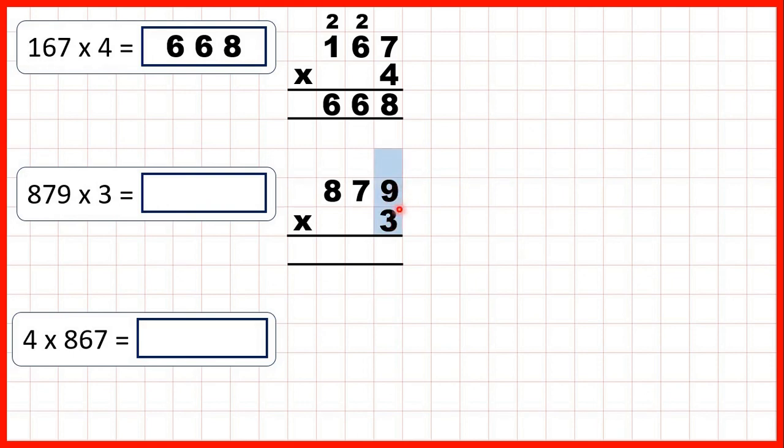ones. 9 times 3 is 27, so that's 2, 7, with the first digit above the next place value column along. Now 7 times 3 is 21, but we need to remember to add the 2 that's on top, to add the 2 tens that we made by multiplying our ones digit. So 7 times 3 is 21, and 21 plus 2 is 23. We need to write that 2, 3. So again, with the first digit above the next place value column along.